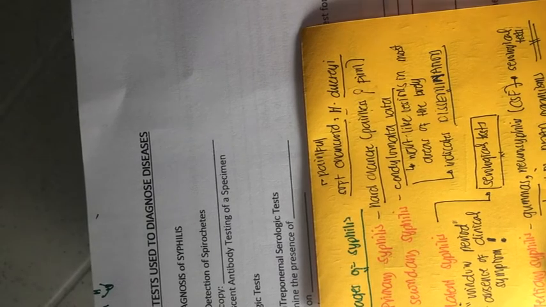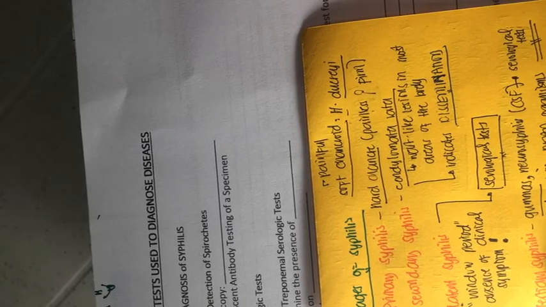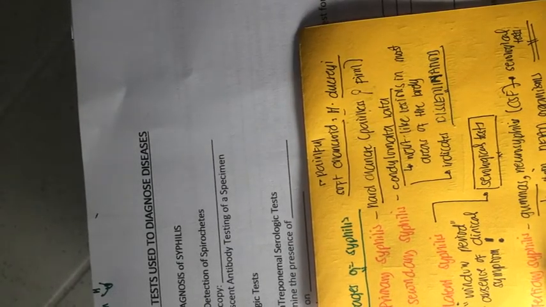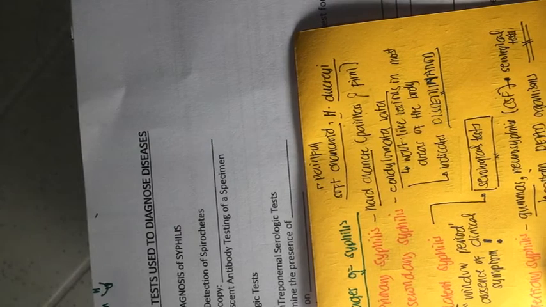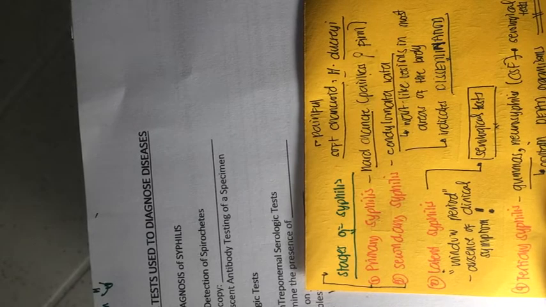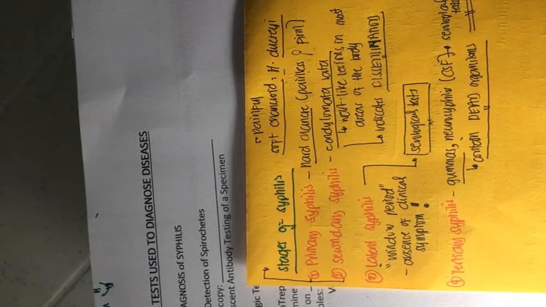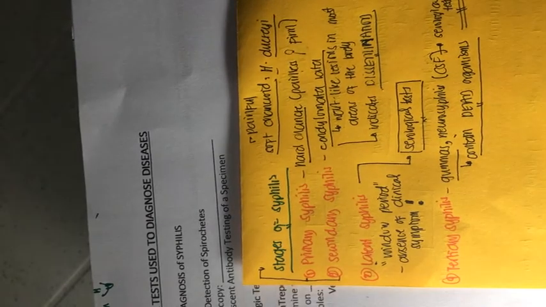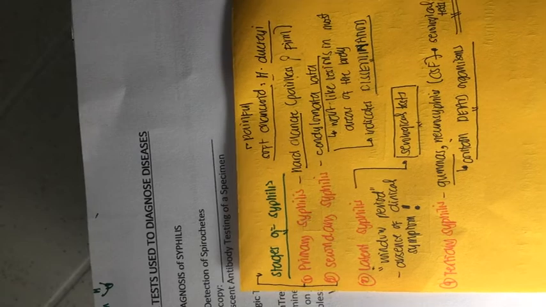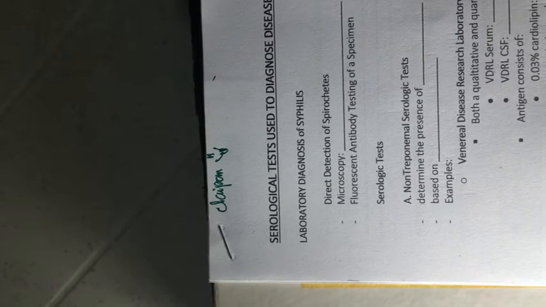So please take note that the direct detection is actually preferred only in the presence of a lesion, since from the lesion we can aspirate and then subject it to dark field microscopy so as to detect the presence of live motile spirochete bacteria. So I guess that's it for the brief discussion on syphilis. Now let us proceed to our discussion on the laboratory diagnosis of syphilis.